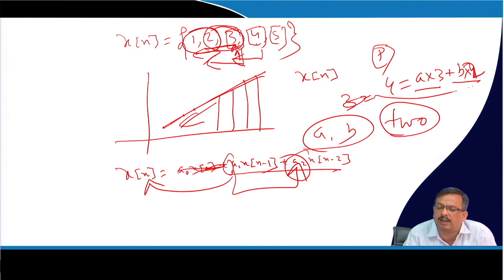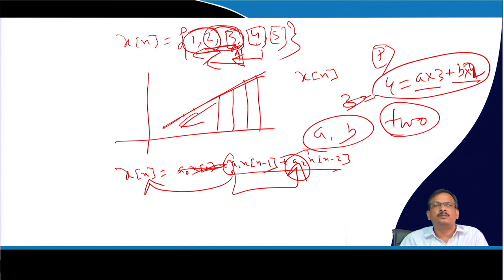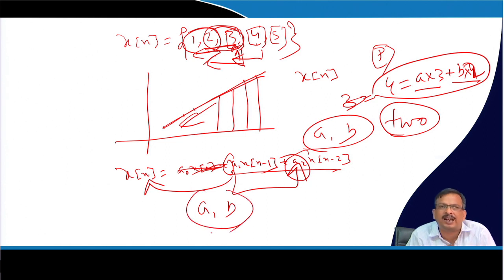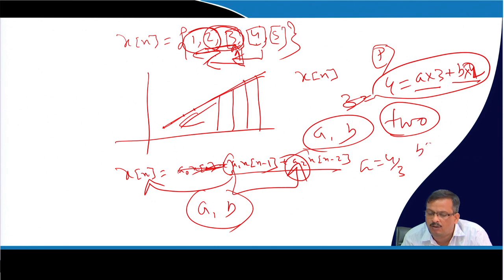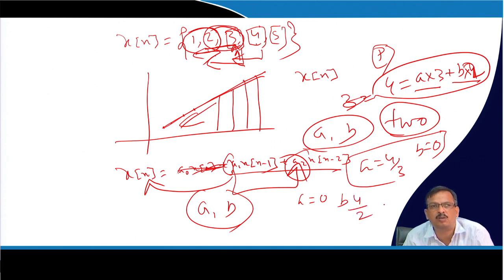But here there is only one equation. So, an infinite set of a, b solutions is possible. A and b can be an infinite set of solutions. Let us say a equal to 4 by 3 and b equal to 0 can be a solution, or a equal to 0, b equal to 4 by 2, that can be a solution, or a equal to some fraction. So, many solutions are possible.